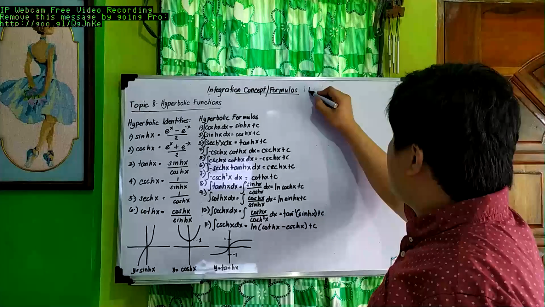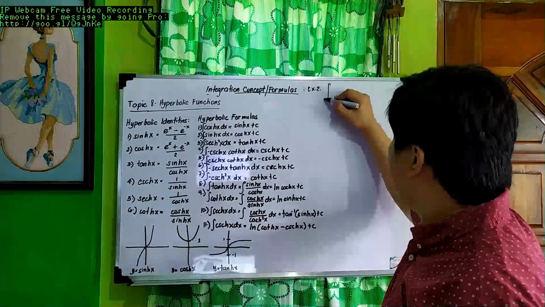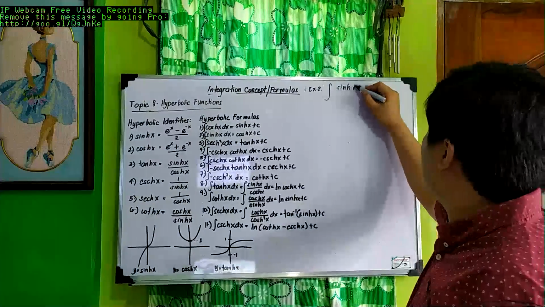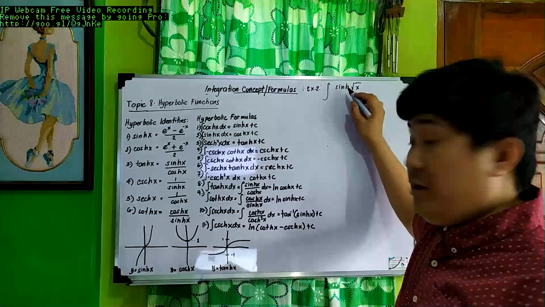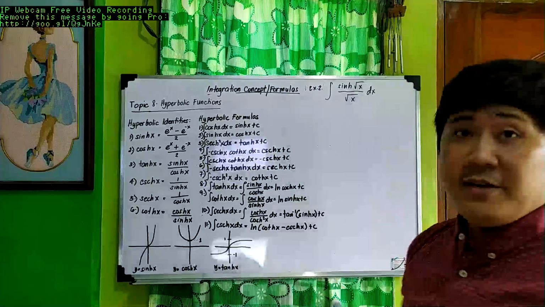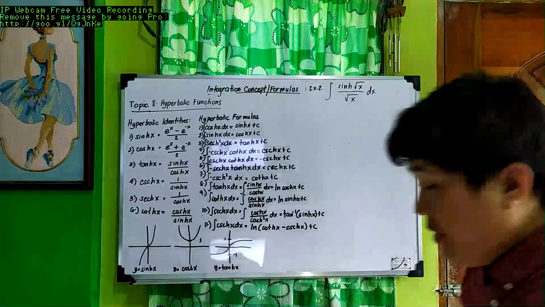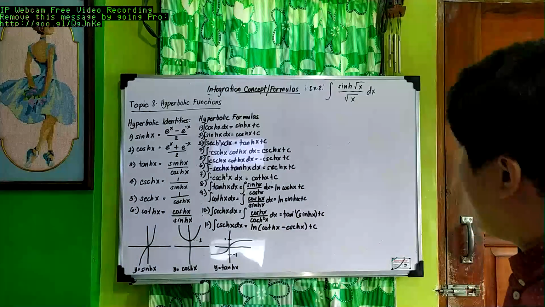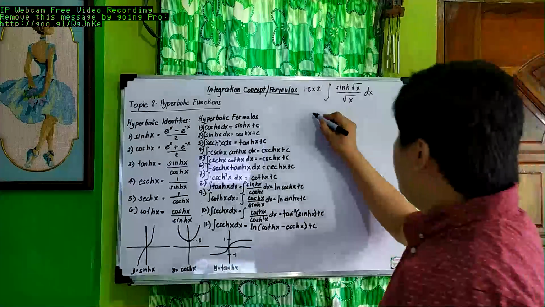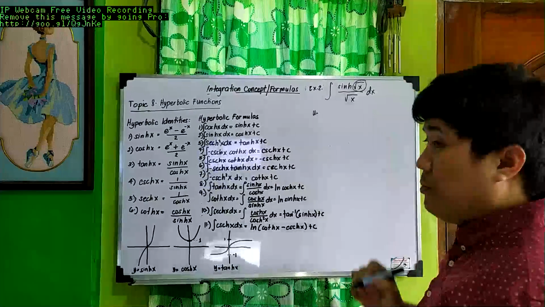So let's have our second example, which is, let's say, the integral of sine hyperbolic square root of x, then divide by square root of x dx. Let's have this example. Okay. So first thing we need to know is what will be your u. So our u will be this one. Okay? That will be our u.